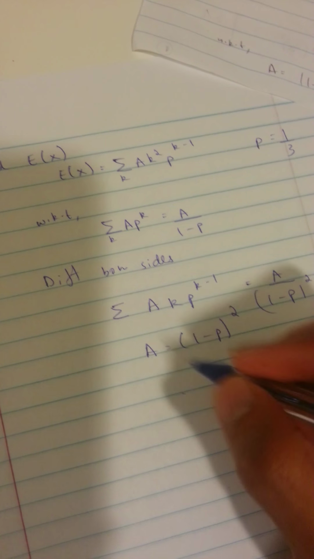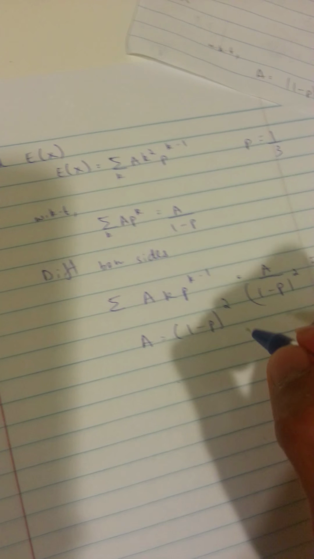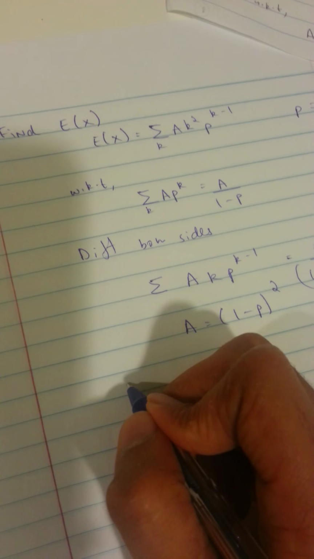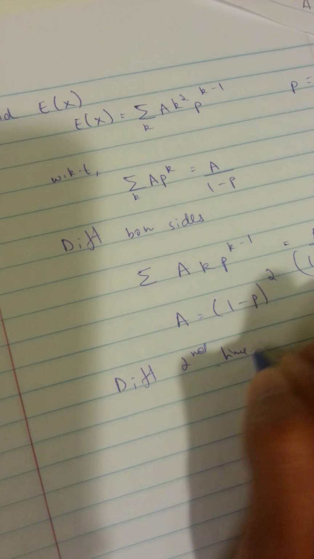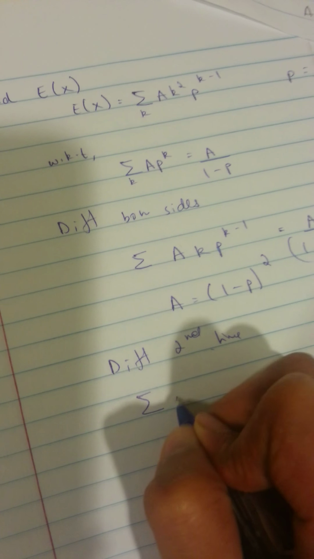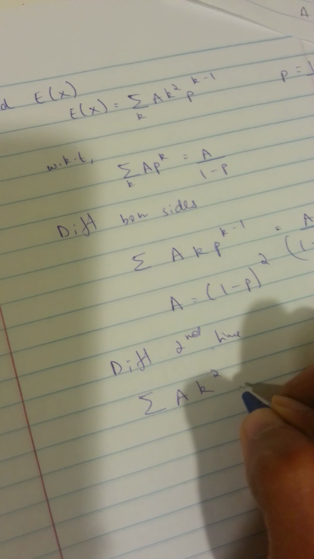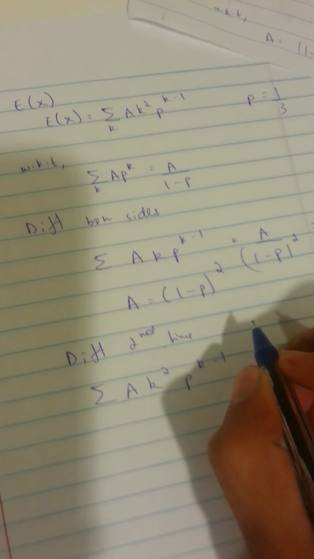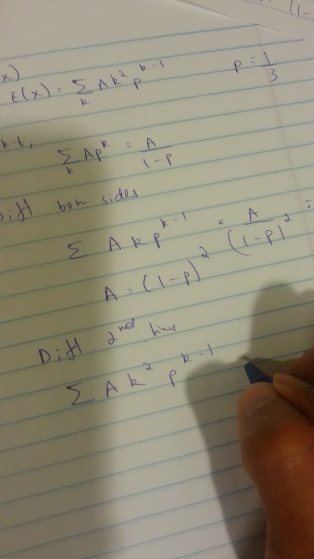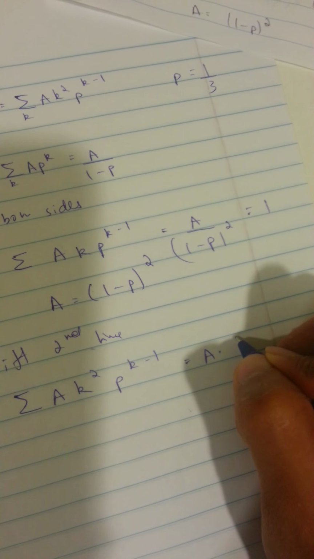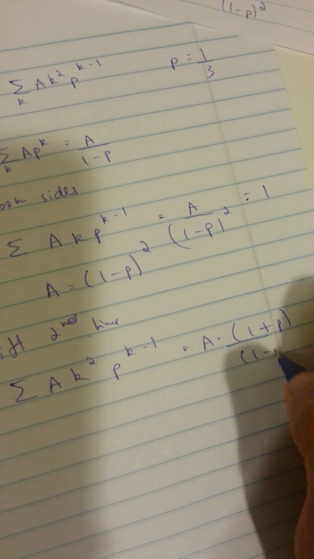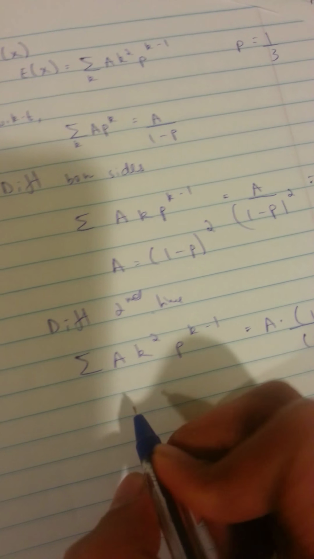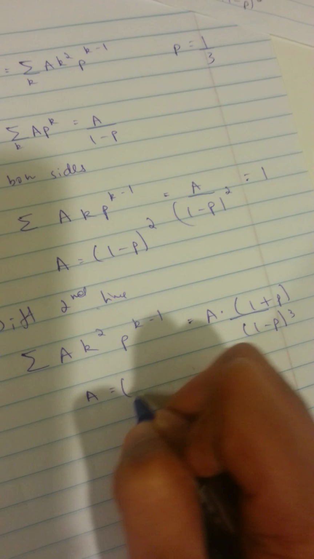So now we need one more term of k. So differentiating this again, the second time, we have a into k square p to the power k minus 1. So this we get a into 1 plus p divided by 1 minus p the whole cube. But we know that a is equal to 1 minus p the whole square.